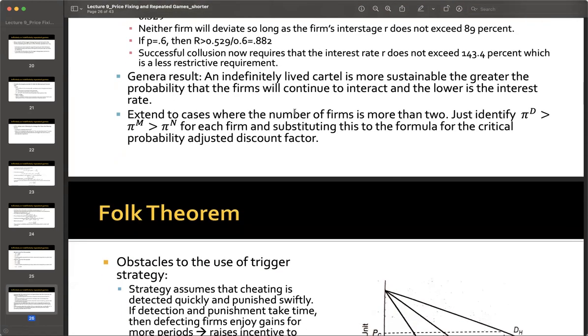So if you extend to cases where the number of firms is more than 2, just identify pi d greater than pi m greater than pi n for each firm, substituting this into the formula for the critical probability adjusted discount factor. So again, if you were to use the condition on the trigger strategy that we talked about, all you need to do is calculate these things, which should be calculable if you have a model of oligopoly interaction, because that will allow you to get pi n and pi d. Then you can apply the same technique here, and it will tell you what the rho, or the probability adjusted discount factor, should be that allows for cooperation to persist.